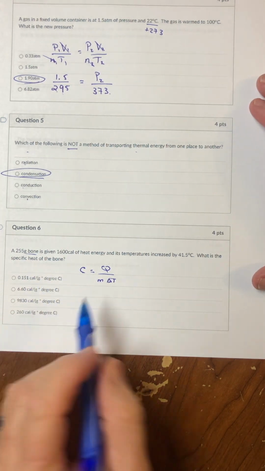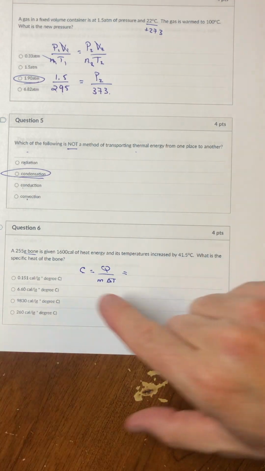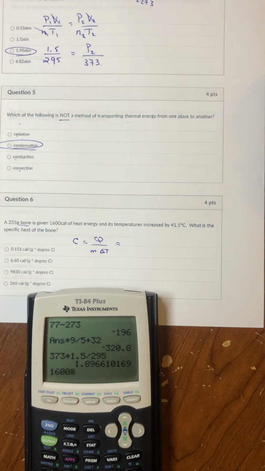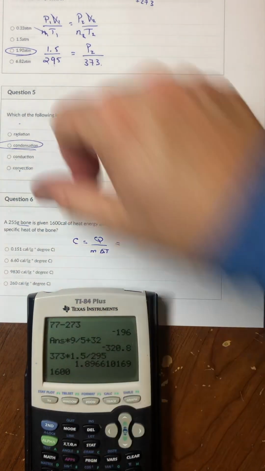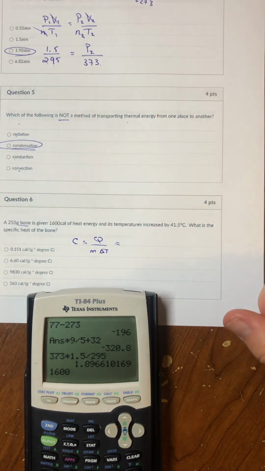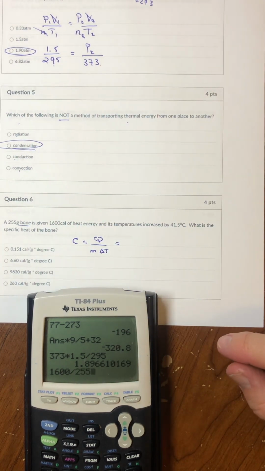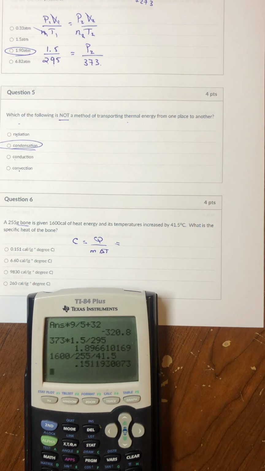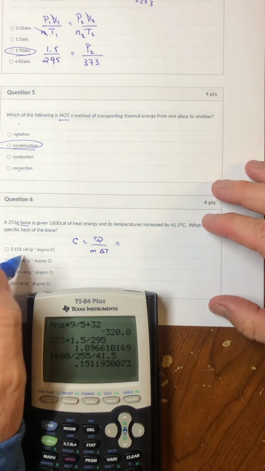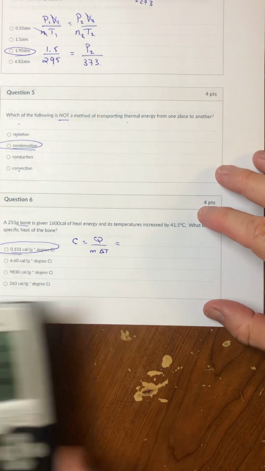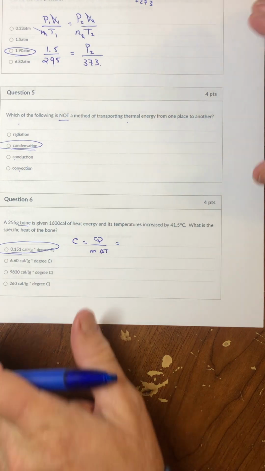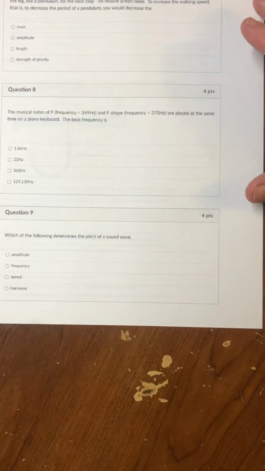And so I'll go ahead and put in my numbers here, because we're going to give it 1,600 calories of energy. It has a mass of 255, so that's how much per gram. And now it warmed up 41.5 degrees, and so we divide by that to see how much it warmed up per each degree. And so it looks like A here, 0.151 calories per gram for each degree Celsius.